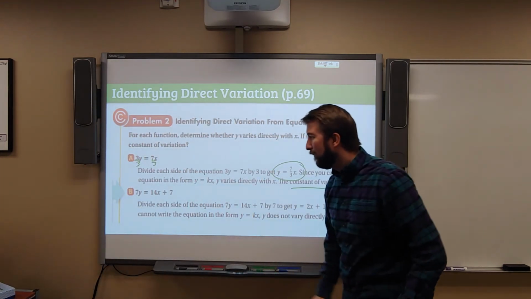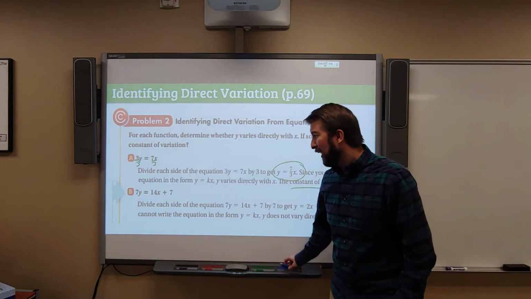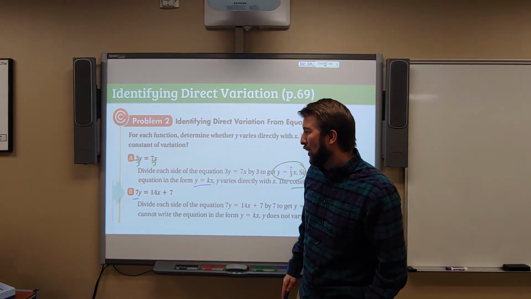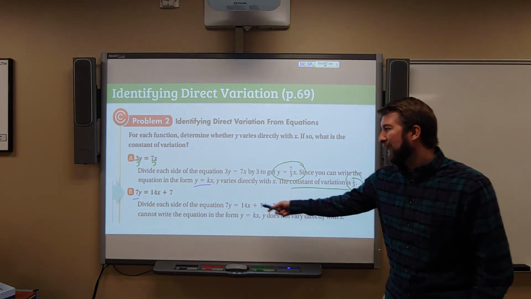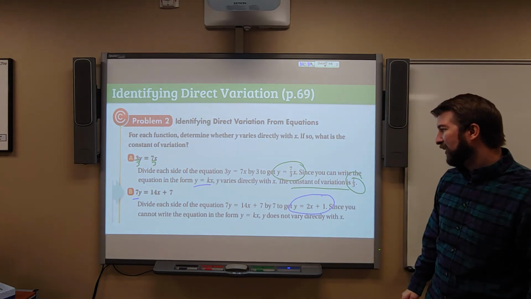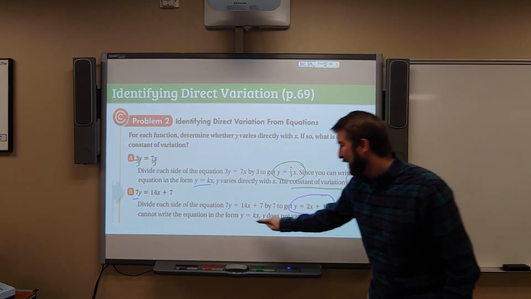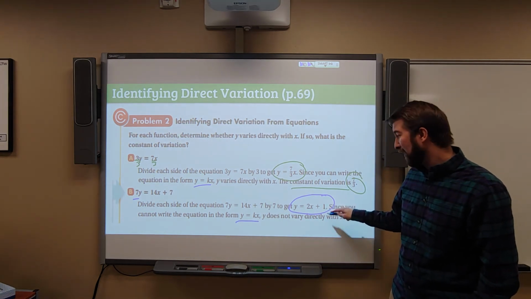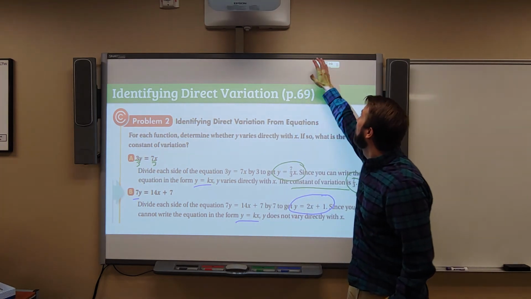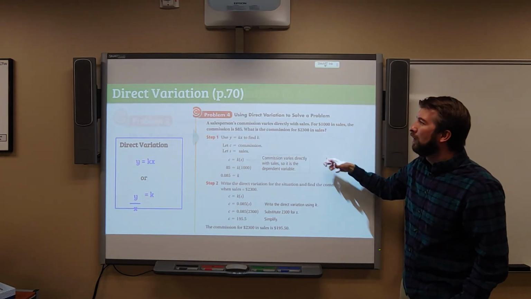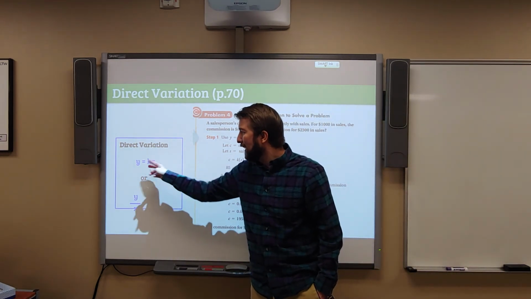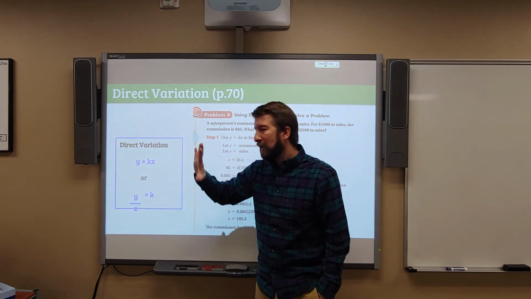Now over here, we want to try to get the y all by itself, in y equals kx form. If we did that, it's going to tell us divide by 7. When we do that, we get y equals 2x plus 1. And since we cannot write it in this form, because we have this extra 1 over here, we would say this does not vary directly. So remember, we're trying to get it in this form. If you can get it in this form, as this simplified, then you have direct variation.